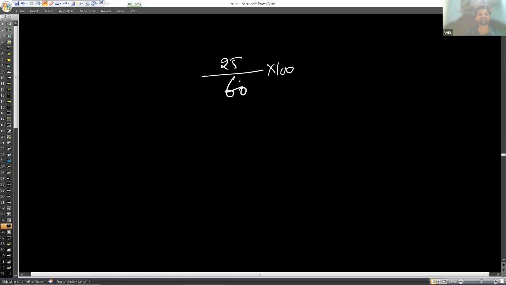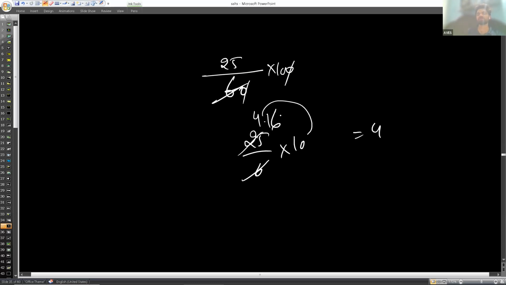So 41.6. Okay, you got 0 with 0. Okay, you will get 25.6 into 10. You will get 16. 6 fours are 24, 24 point something. Then you will get 1, then 10, then 41. So it will be 40 when you multiply by 10. This decimal will shift to this one, 41.6%.